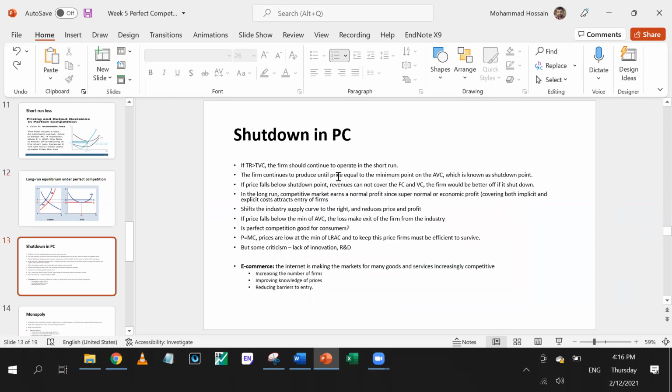So that's what they will be discussing in here. So is perfect competition good for the consumers? Yes, perfect competition is good for the consumers because there will be lower prices, there will be no economic profit, and at the end of the day, they will have good quality, after-sales service, and this type of things the customers will get. And this is important.